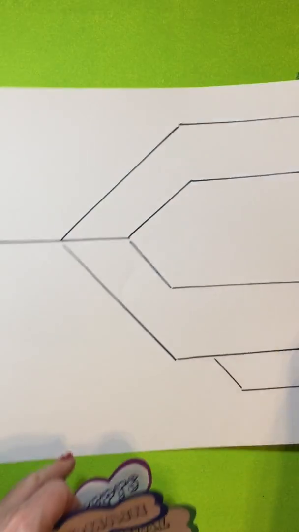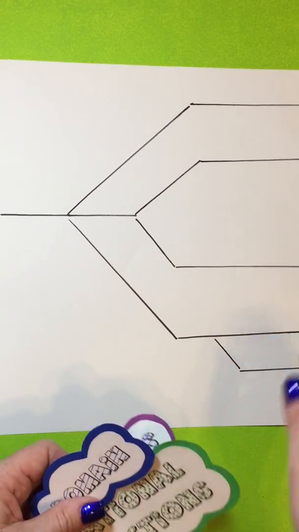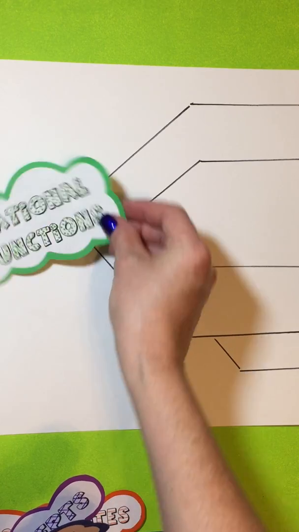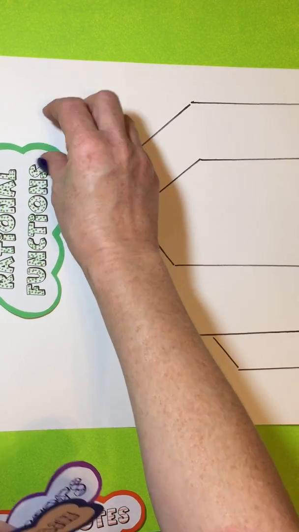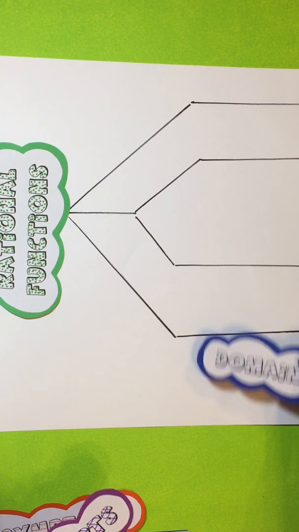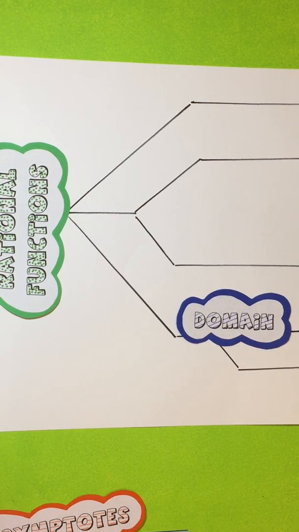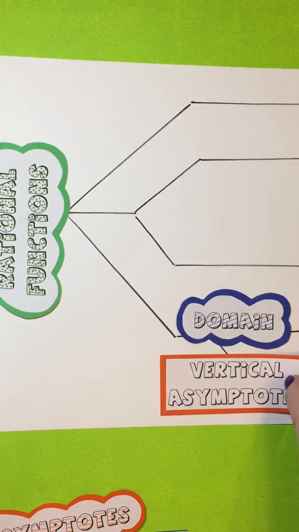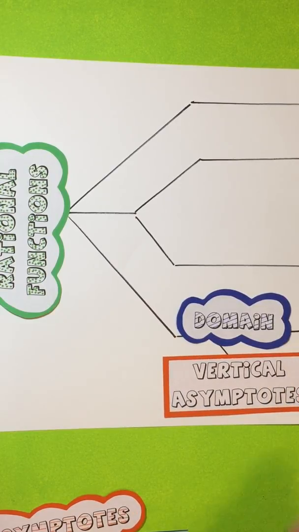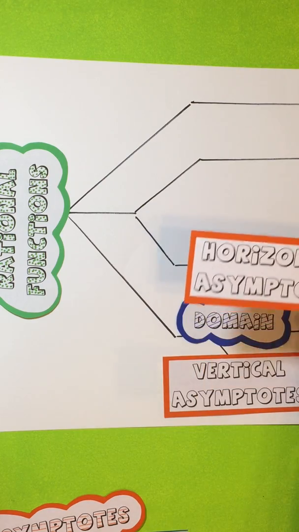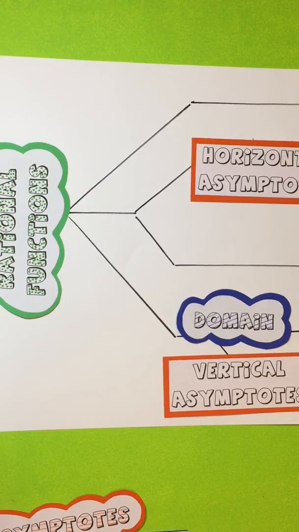So let's take a look at this. How are these guys going to work? If we take a look at this little flow chart, we've got our rational functions over here. We'll turn him sideways so that we can fit everything on there. Our domain will fit down here. After we find our domain, that will lead us to our vertical asymptote. These two right here will be closely related. Once we find vertical asymptotes, remember vertical asymptotes go up and down. We will look for our horizontal asymptote, which goes across left to right.